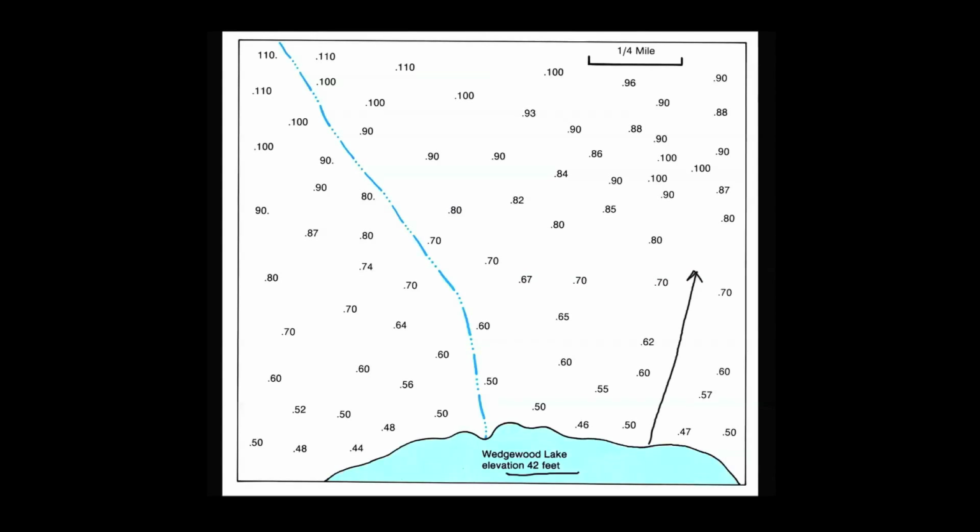Here's an intermittent stream shown with the dash and dot pattern in blue, and we would expect that that stream is flowing towards the lake. We can confirm that by looking at elevations. We've got an elevation of 50 feet here, and in this direction on the stream the elevations get higher and higher up to 100 feet. So that's one general observation.